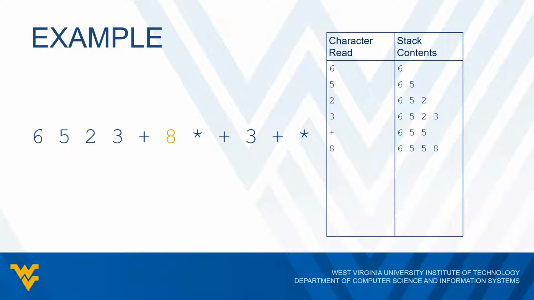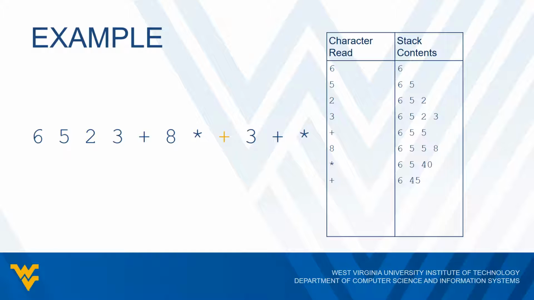We then read the 8. So we're going to push the 8 on top of this onto the stack. So now the 8 is on the very top. We then read the multiplication symbol. So we're going to pop the 8 and the 5 from the stack. We're then going to multiply them together. That's going to give us 40. And then we'll push 40 onto the stack. So we see now that our stack is 6, 5, and then 40.